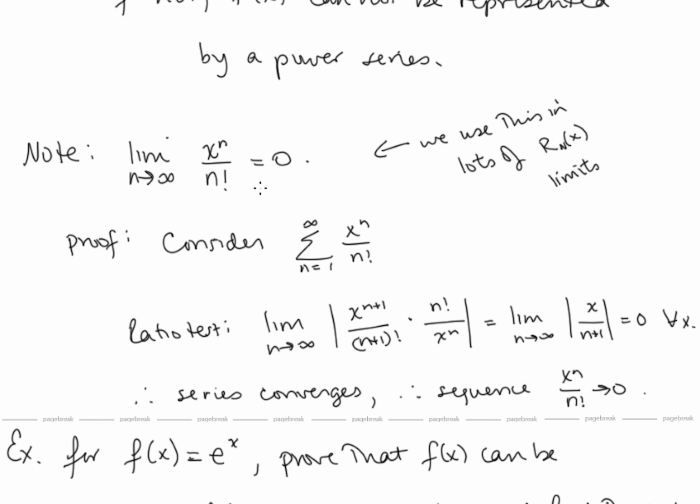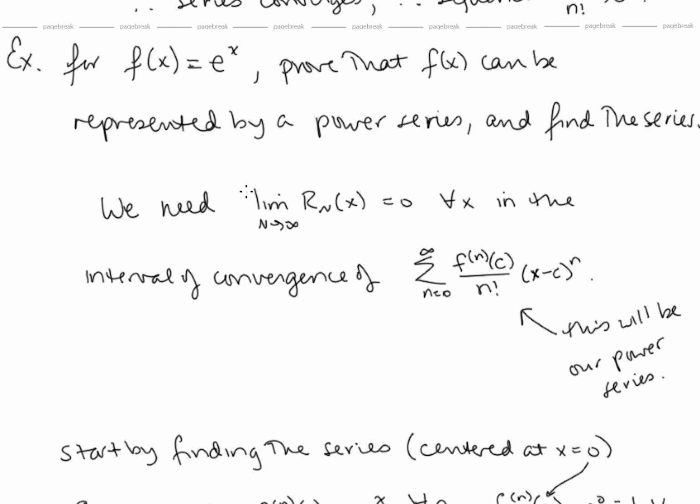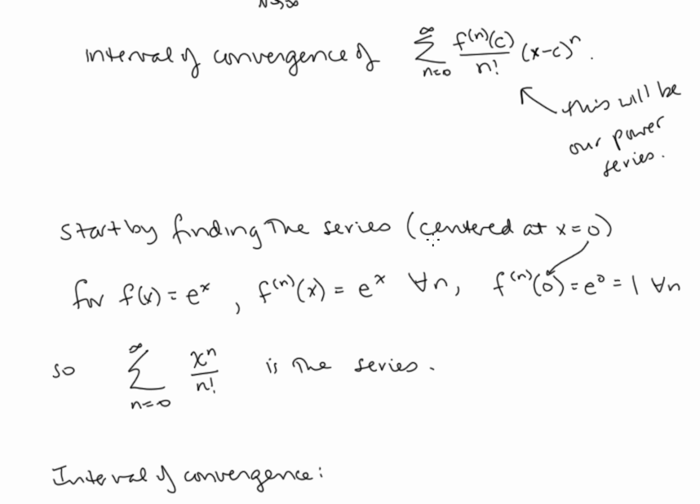And again, this limit is going to be helpful in a lot of the computations involving the limit of r sub n. So let's take a look at f of x equals e to the x. Let's prove that f can be represented by a power series and find that series. Remember, to prove that f of x can be represented by a power series, we need to show that the limit as n goes to infinity of r sub n of x is equal to 0 for all x in the interval of convergence of this Taylor series. So let's start by finding the Taylor series, and we'll do that centered at x equals 0, just to keep things simple.